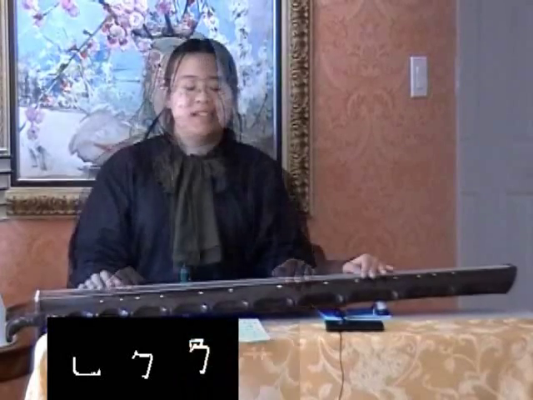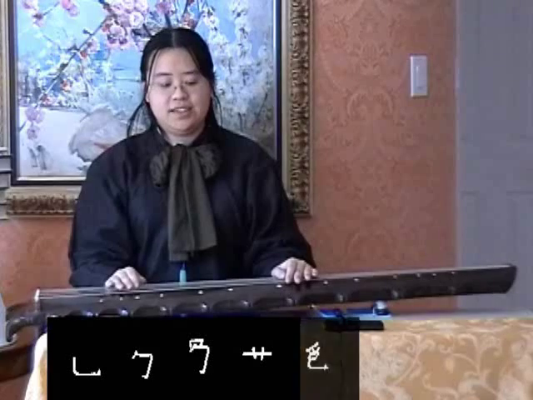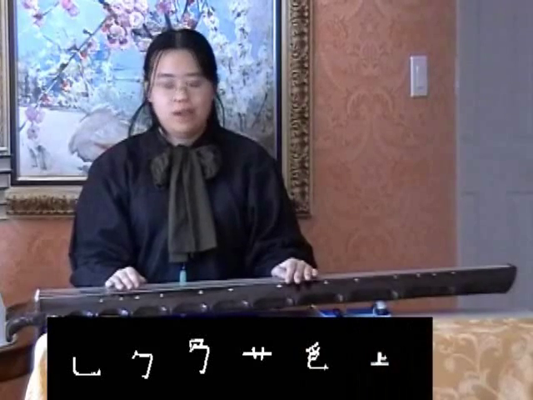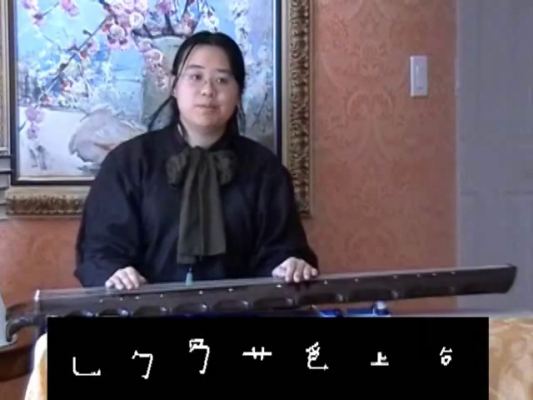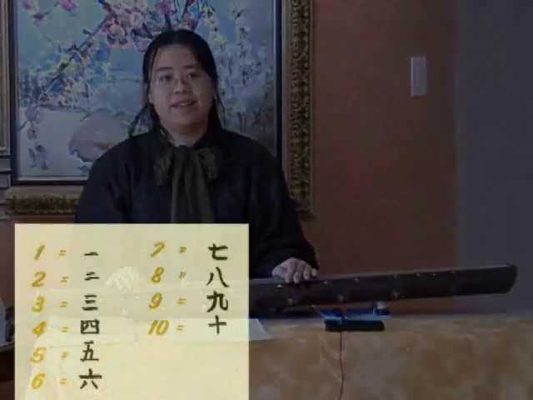Let's take a look at all the different techniques we're going to be exploring in this lesson. Tiao, Gou, Ti, San, Qia Qi, Shang, as well as Fu, which means return back to position. Also, it is a prerequisite for you to understand the Chinese numbers from 1 to 10.